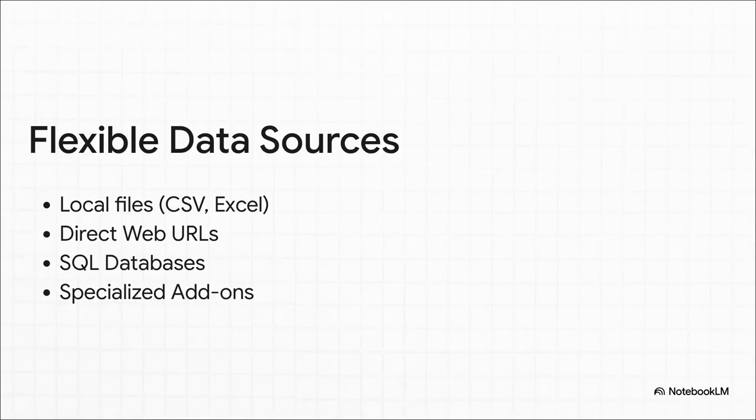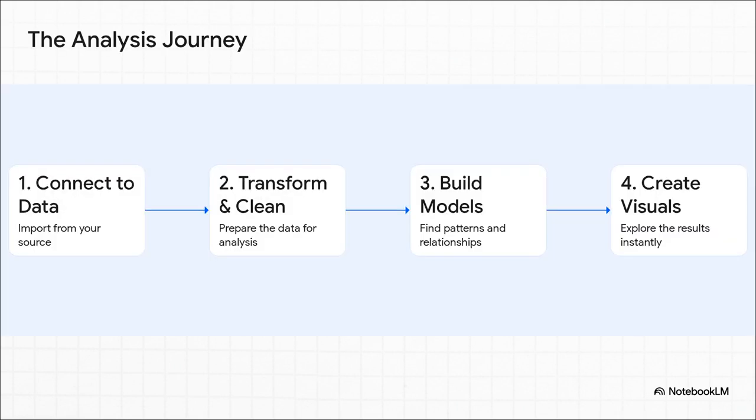So first things first, you need data. And Orange is incredibly flexible about where it gets it from. You can pull from simple files right on your computer, like a CSV or an Excel sheet. You can connect it to a web URL, query a big SQL database, or even use those specialized add-ons for really unique data types. This pretty much lays out the whole journey.